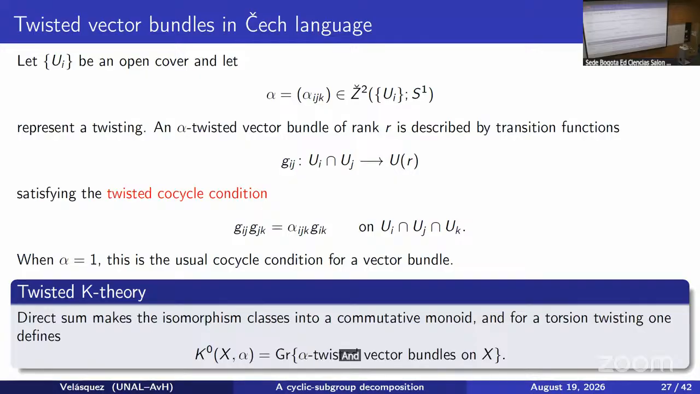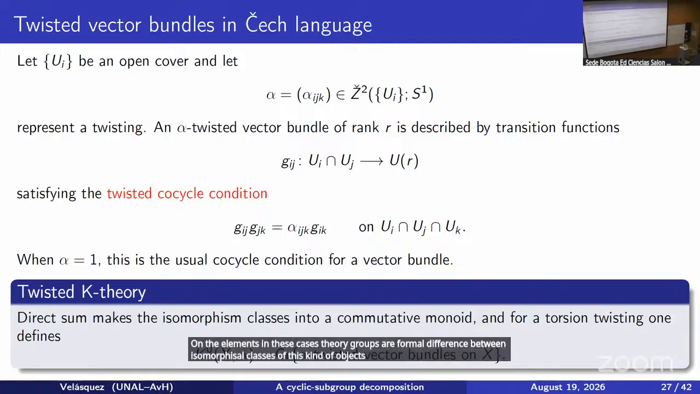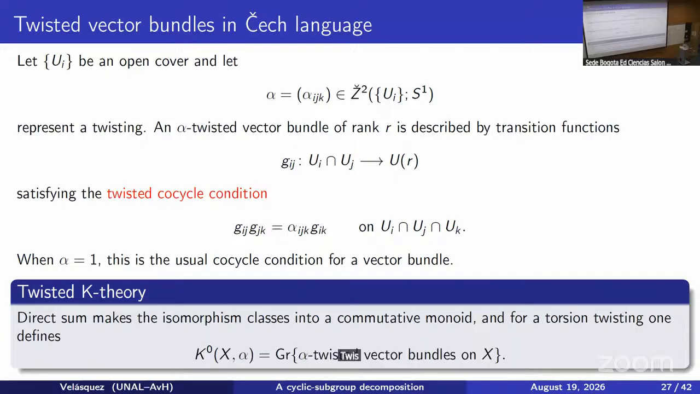And what is twisted K-theory? Twisted K-theory is the Grothendieck group of the monoid of isomorphism classes of these objects, alpha-twisted vector bundles. Alpha is fixed and is called the twisting, and the elements in these twisted K-theory groups are formal differences between isomorphism classes of these kinds of objects, twisted vector bundles.